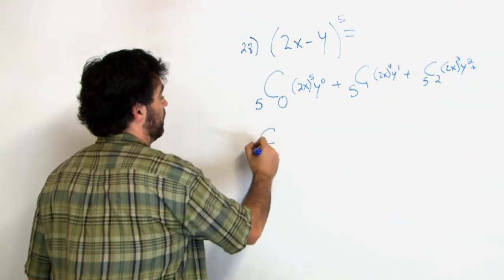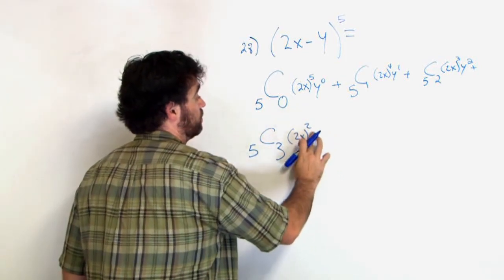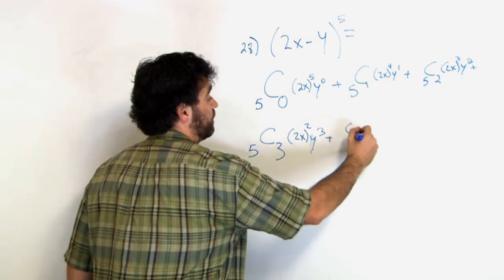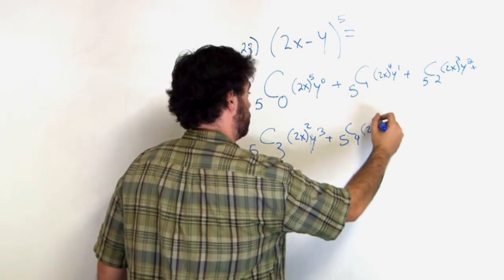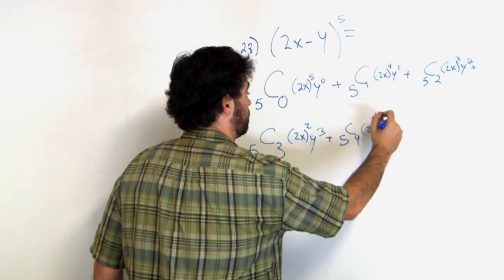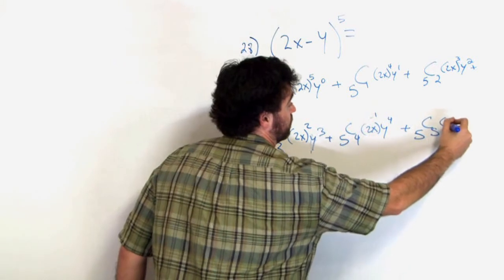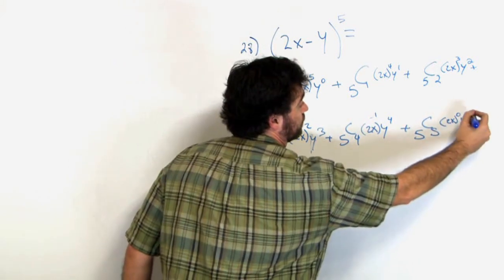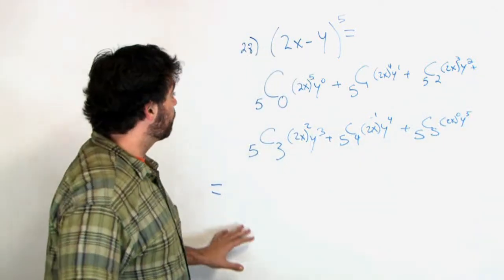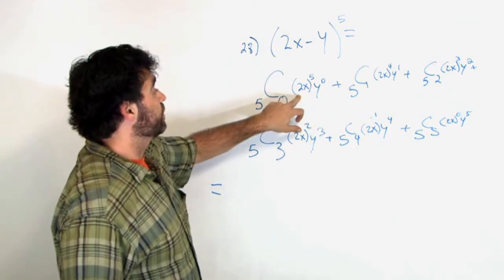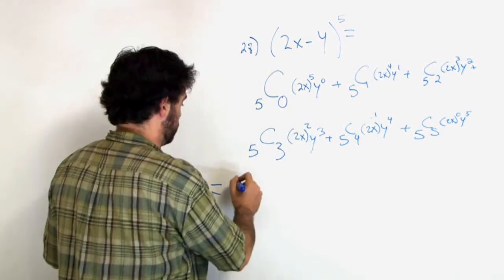Then we have 5c3, 2x squared, y to the 3rd, plus 5c4, 2x to the 1st, y to the 4th, and then finally 5c5, 2x to the 0, y to the 5th. Okay, so of course we want that all worked out for us. This is 1, 2 to the 5th is 32. So that's 1 times 32 is 32.